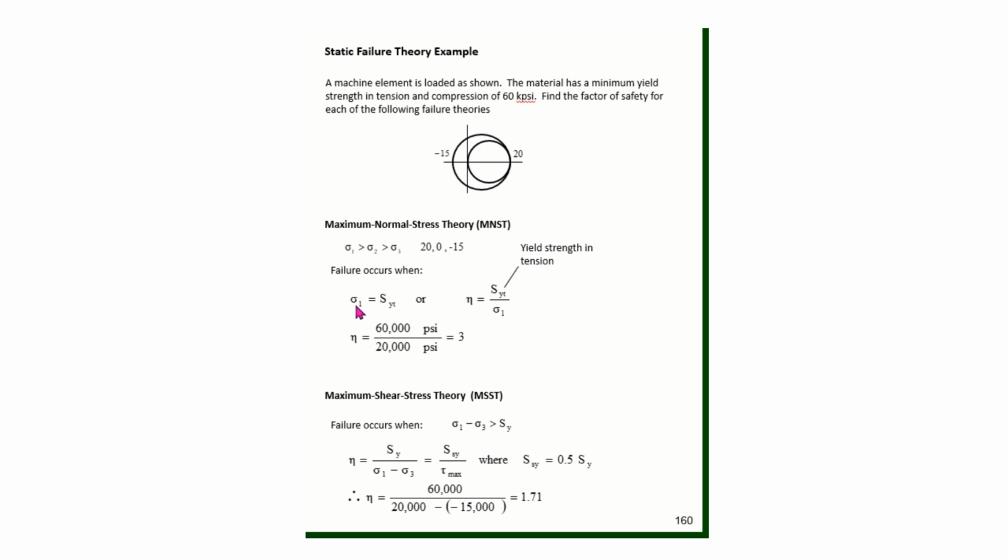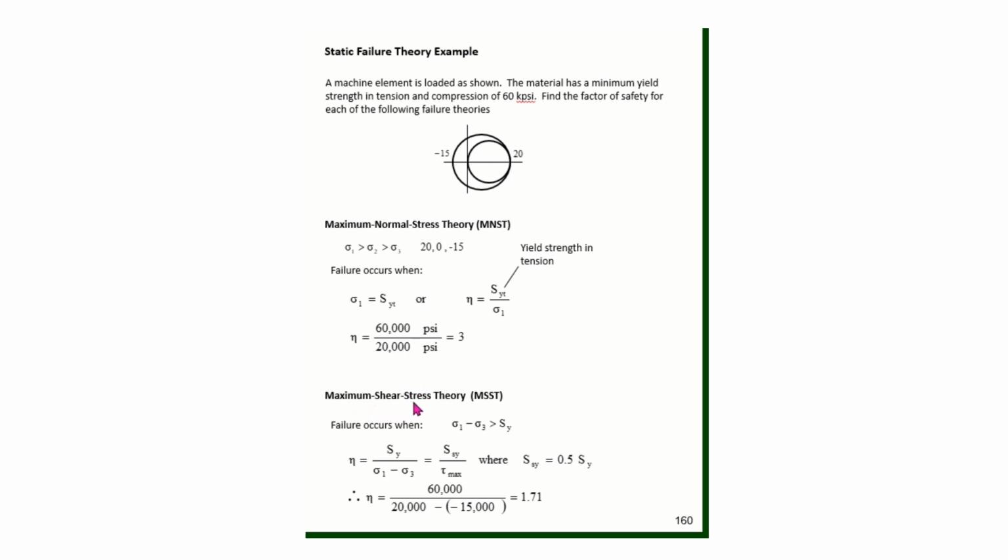So coming down here, our safety factor equation is given by Syt over sigma 1 because sigma 1 is our largest principal stress. Otherwise, if this would have been our largest principal stress, we would have taken this value over and compared it to the compressive yield strength. But since the 20 is larger than the 15, we take the 60,000, which was given as the yield strength, divided by the 20, which gives us a safety factor of 3.